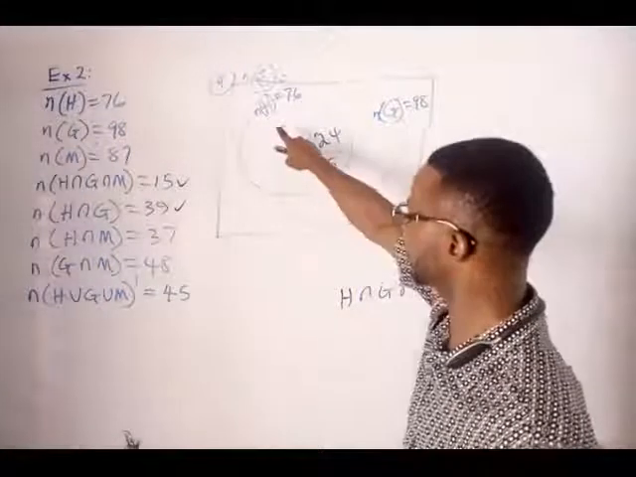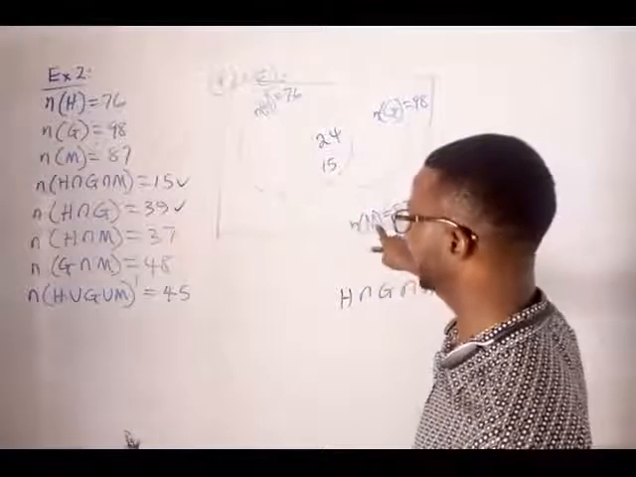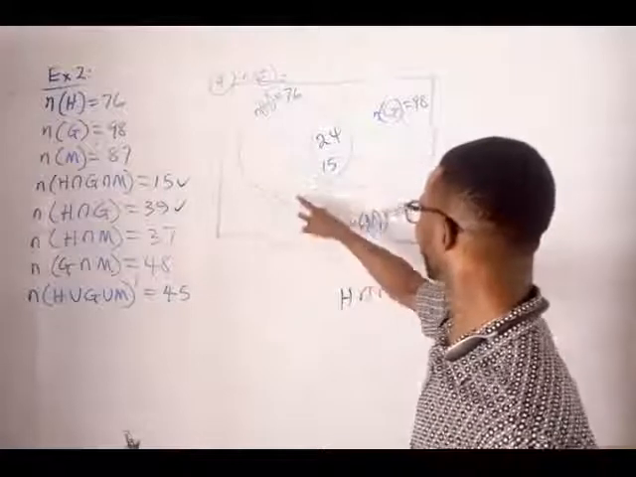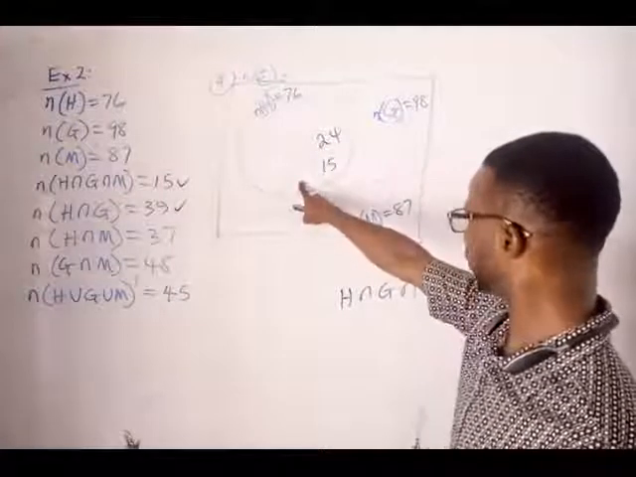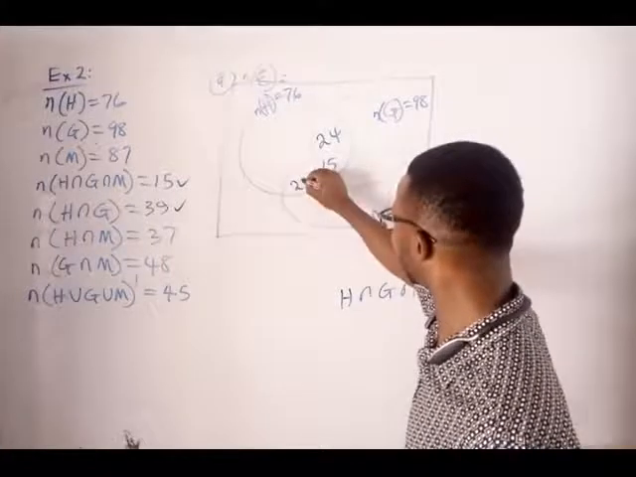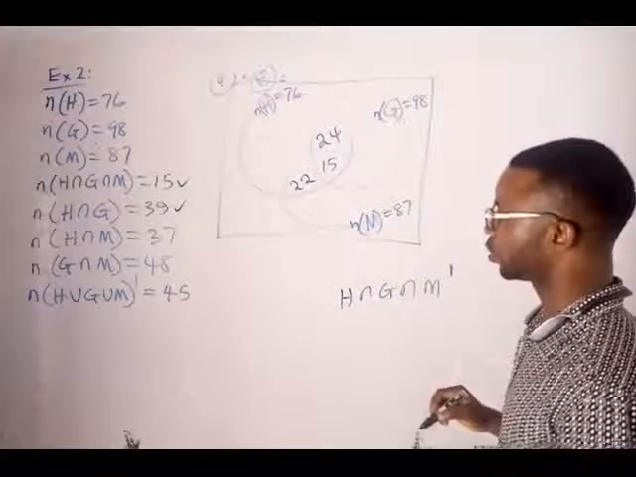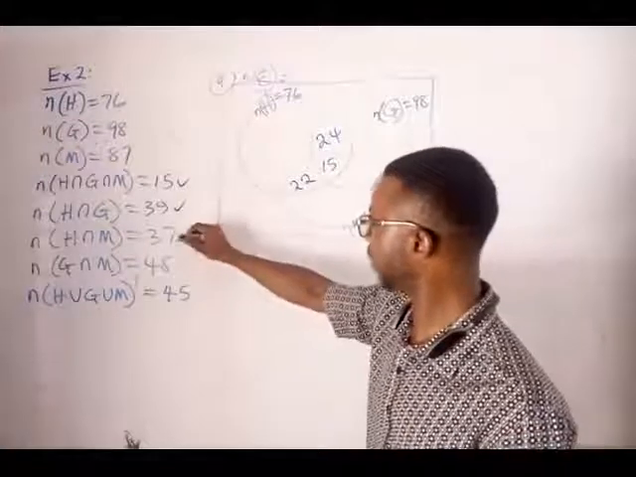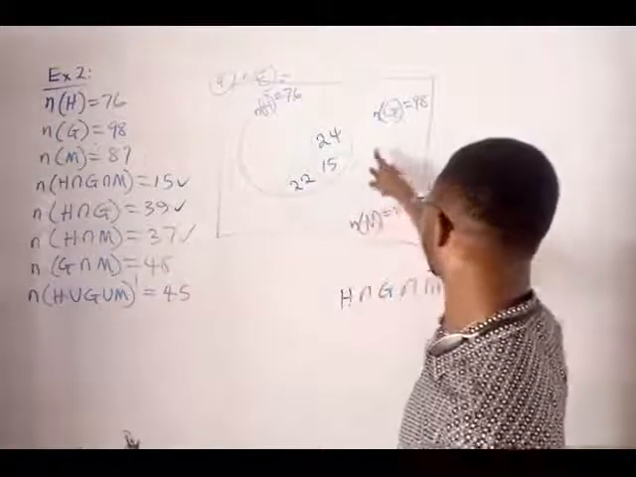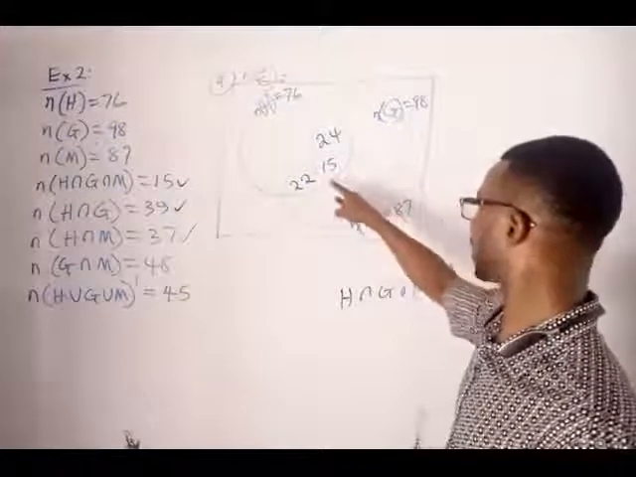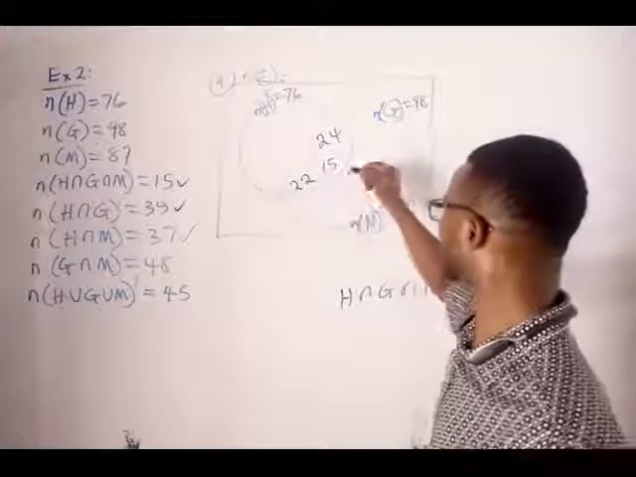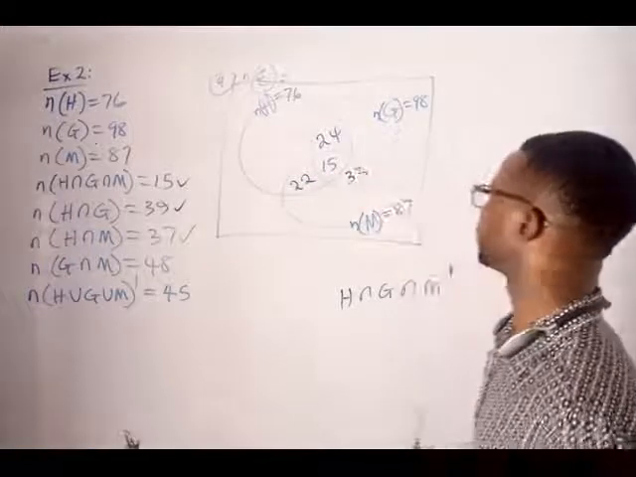Let's go to history and mathematics. So this place is 37. But I need history and mathematics only, which is this place. 37 minus this should give me 22. 22. Now come back here, you have 48 for geography and mathematics. This is geography and mathematics, and it is 48. I'm going to subtract this from 48, and that will give me 33.